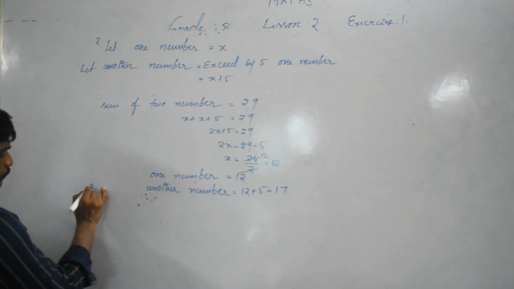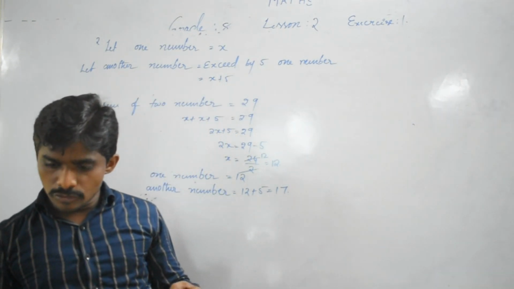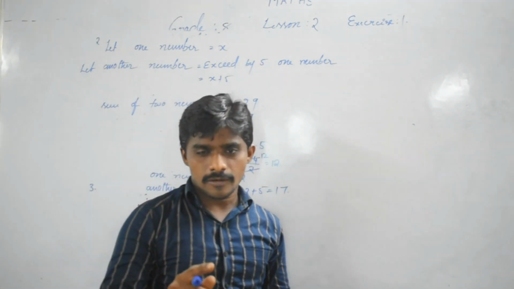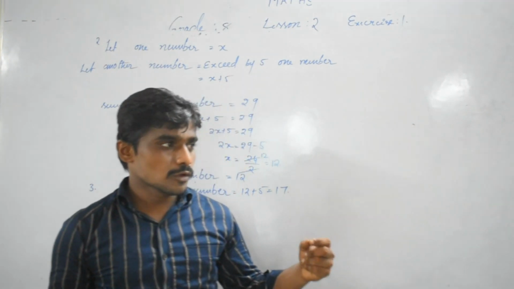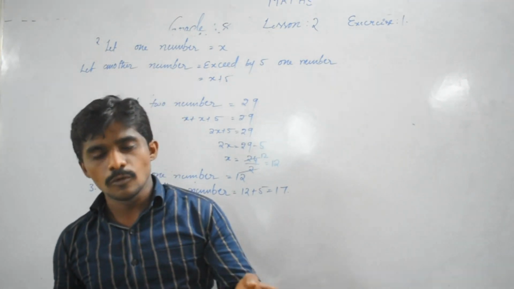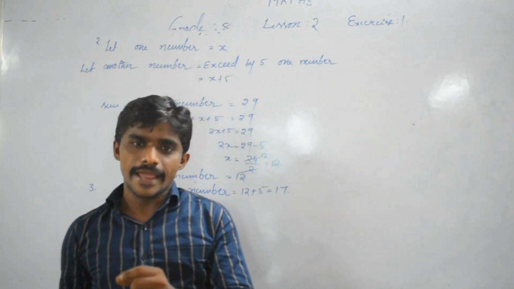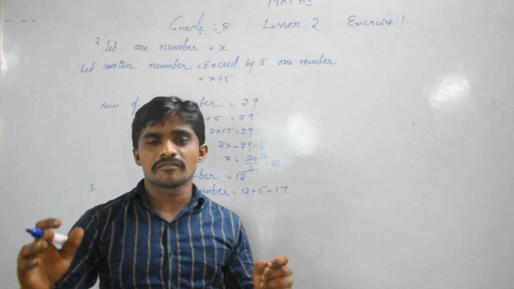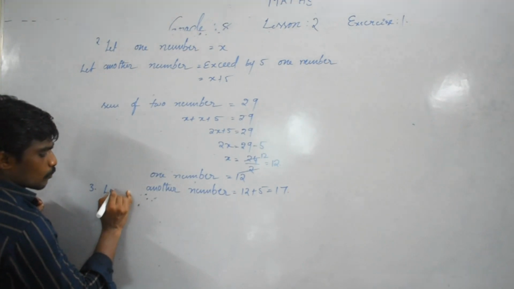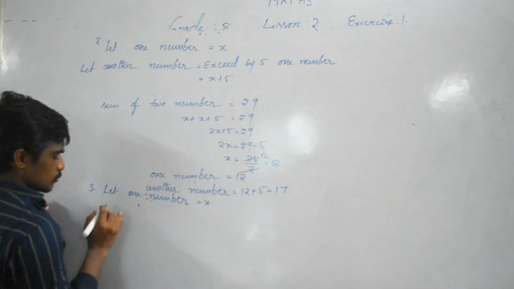Next example: 4 times a number reduced by 5 is 19. Clear? 4 times a number. Let's say we take the number 2. 2 times 2 is 4, 3 times 2 is 6, 4 times 2 is 8. Like that, we multiply the number by 4. So 4 times a number, let the number be x. So 4 times x.